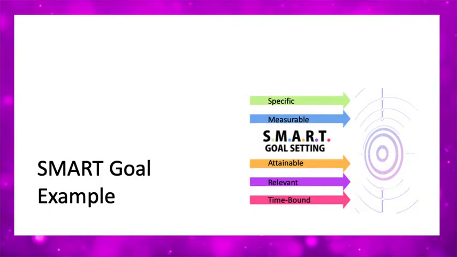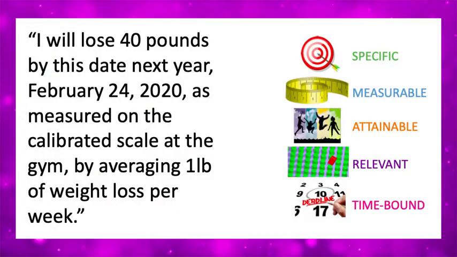Now let's work through an example together. Let's see if you can identify all 5 characteristics in the following example. An example of a SMART goal that can be created from these examples is "I will lose 40 pounds by this date next year, February 24th, 2020, as measured on the calibrated scale at the gym by averaging 1 pound of weight loss per week."